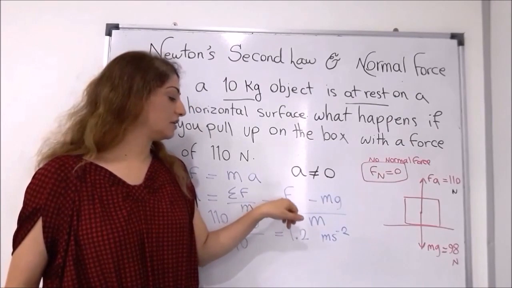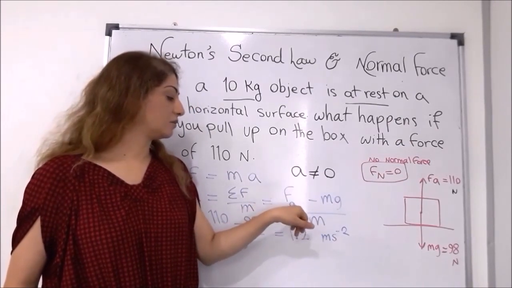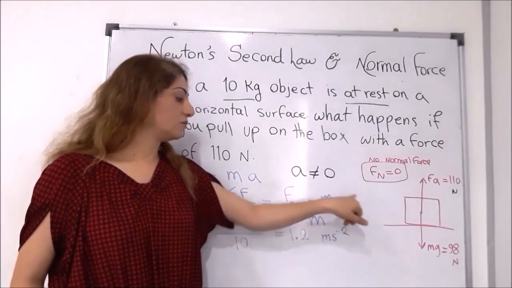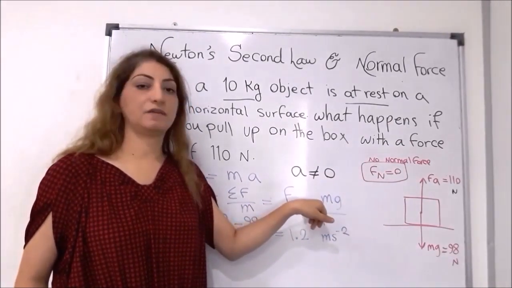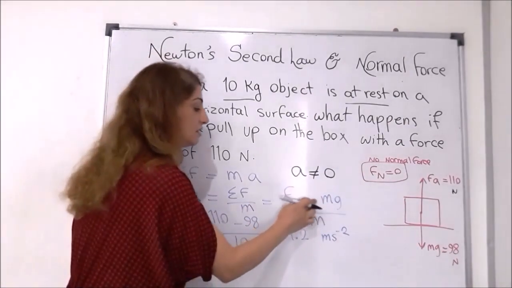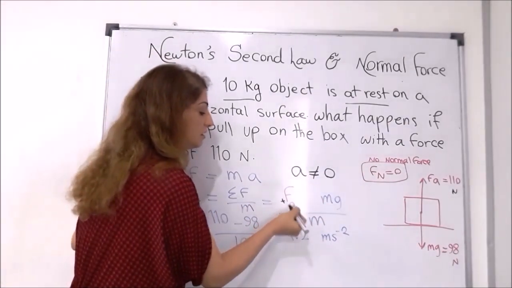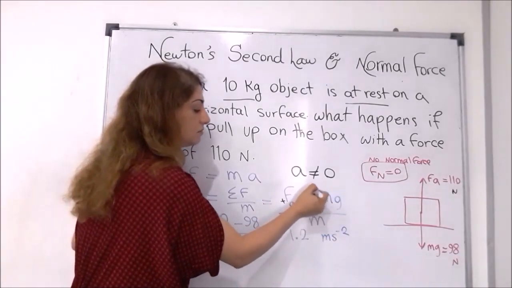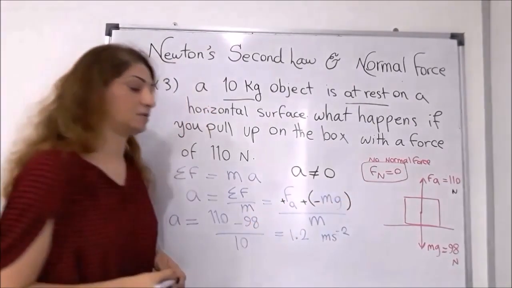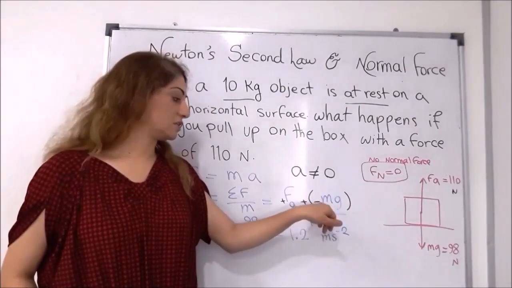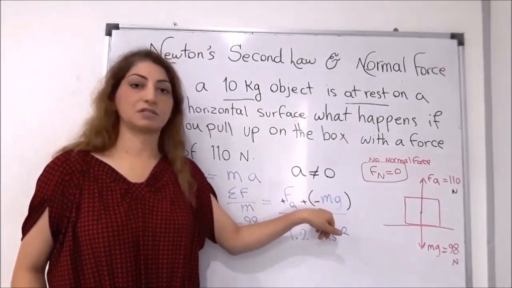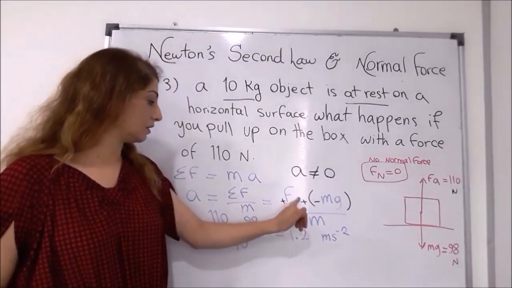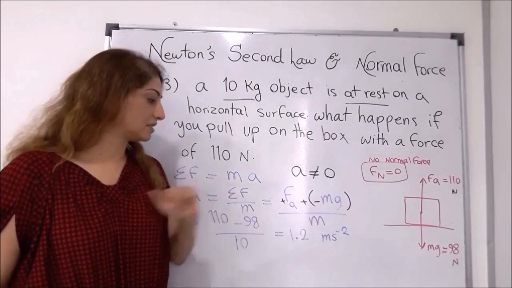So positive, the applied force plus the weight of the object, which is negative in value. If I write it like this, the applied force plus minus mg, because these are in opposite directions, okay? So this one minus this one. Now, divided by the mass of the object.